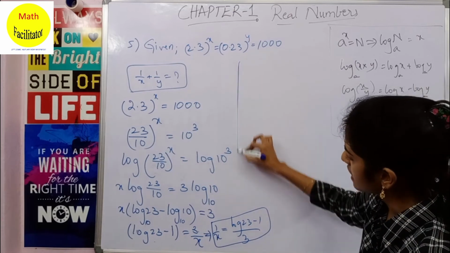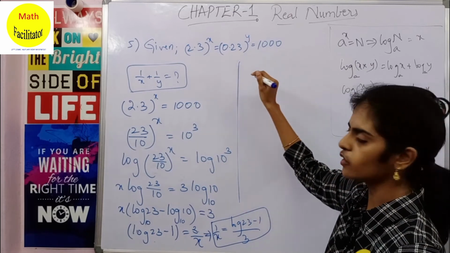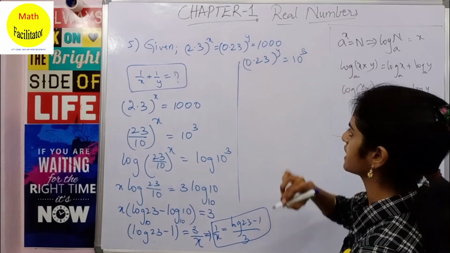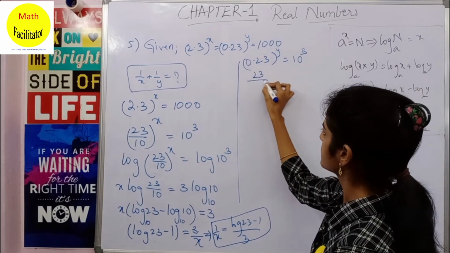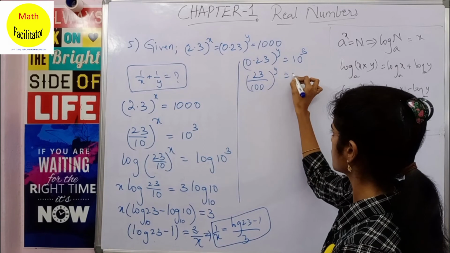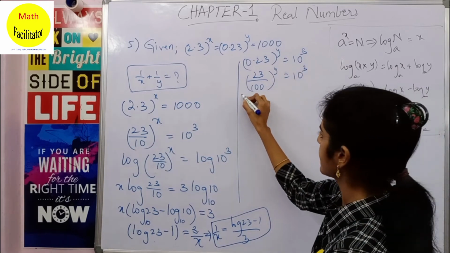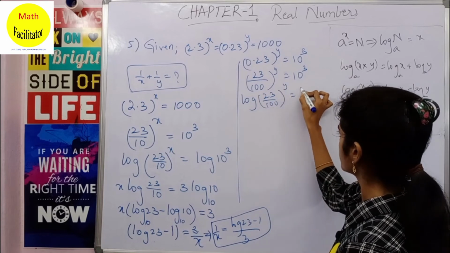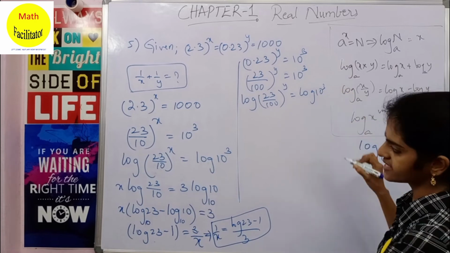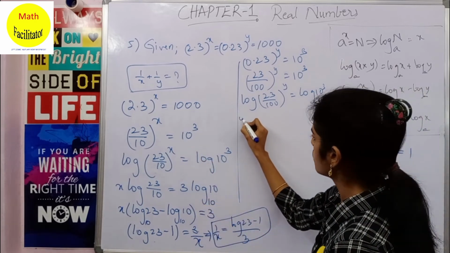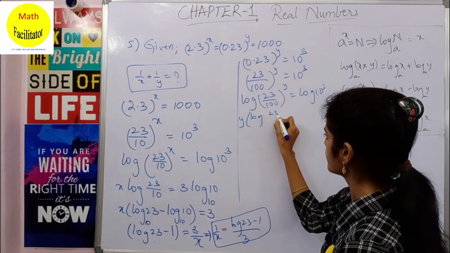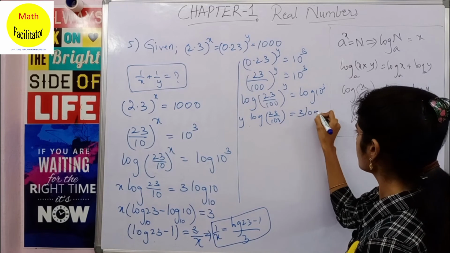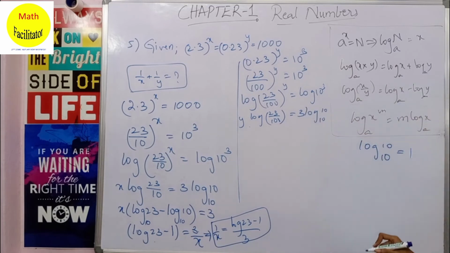Now let us derive the value of 1 by y using this second equation. So 0.23 power y equal to 1000, which is nothing but 10 cube. So this is nothing but (23 by 100) whole power y equal to 10 cube. Now again taking log on both sides, log (23 by 100) whole power y equal to log 10 cube. The similar steps repeat now. So y log (23 by 100) equal to 3 log 10 to the base 10. The same steps are repeating.